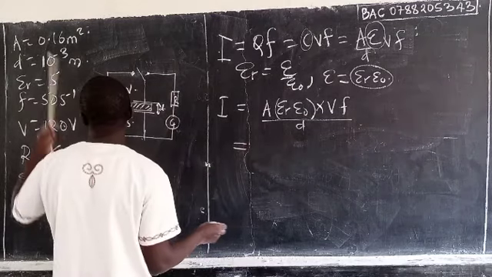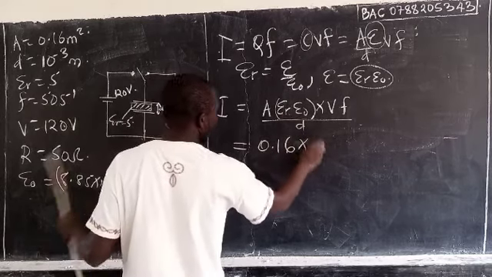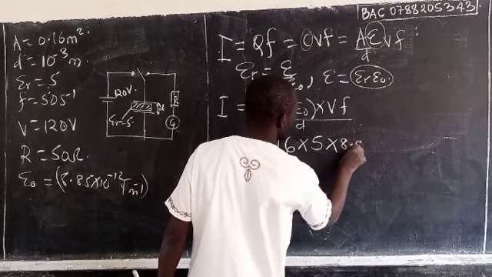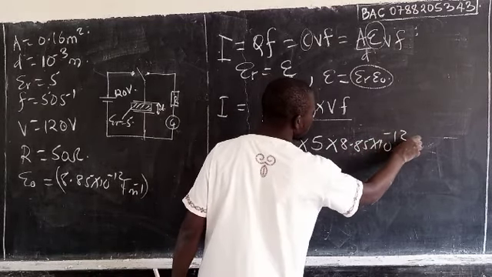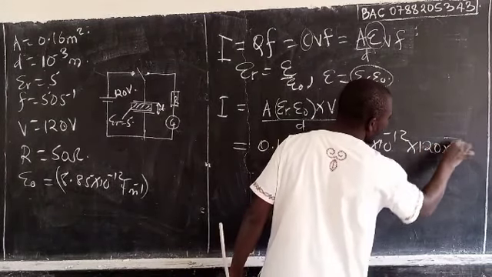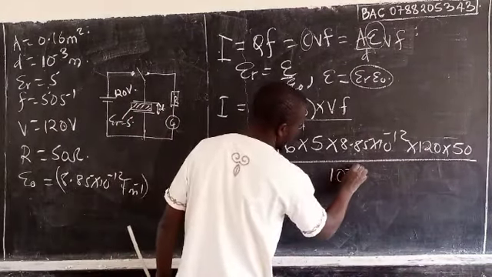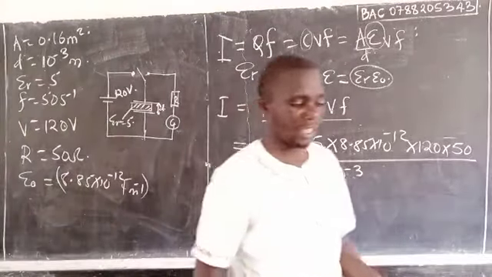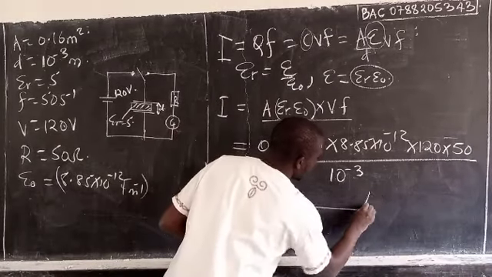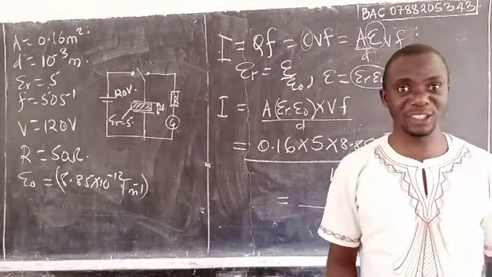I think I have all this information. So this becomes A 0.16, epsilon r 5, epsilon naught 8.85 exponent negative 12, and V 120, F 50, then separation D 10 exponent negative 3. So when you substitute there, what does your calculator give you? In amperes. What does your calculator give you? Please give us the value.